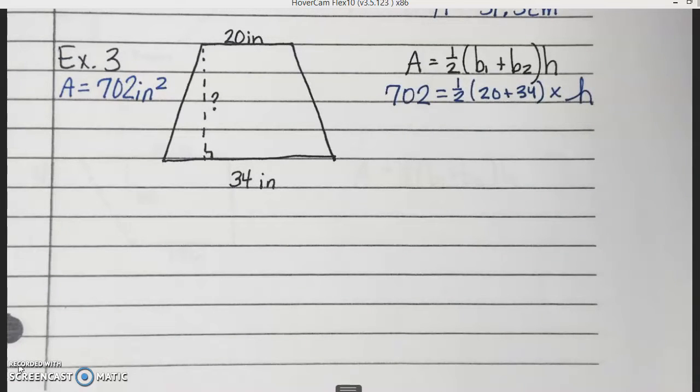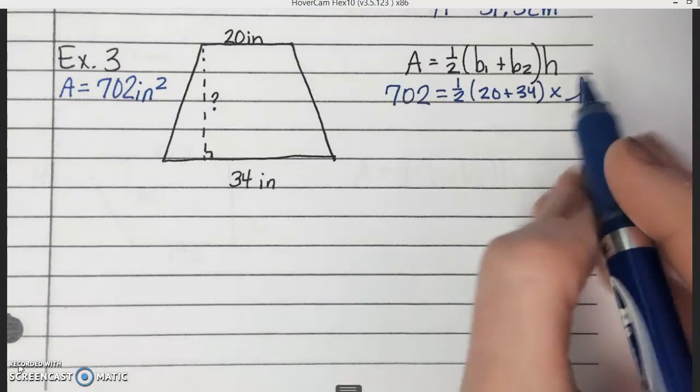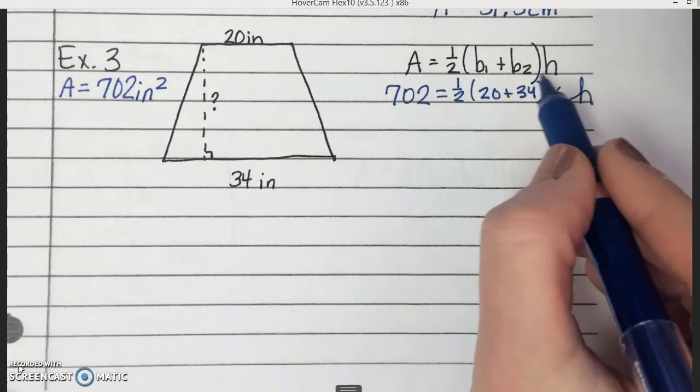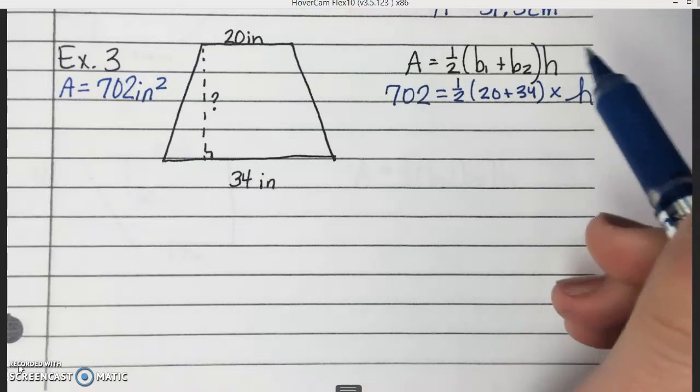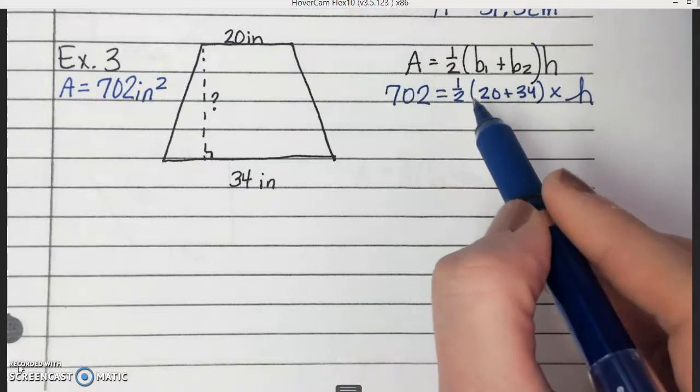If you put the half right beside the parentheses, do you have to put the multiplication symbol? No, because it's always implied. If it's right beside the H, it's implied. Sometimes I do, sometimes I don't. Just like sometimes I'll do it over here and sometimes I won't.